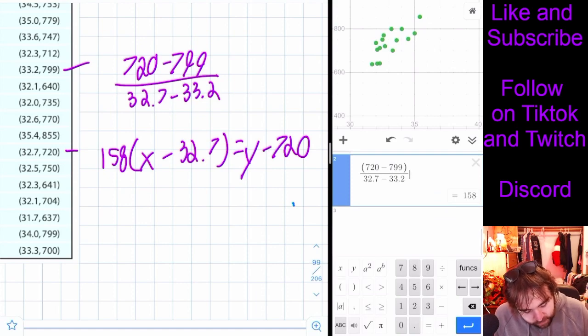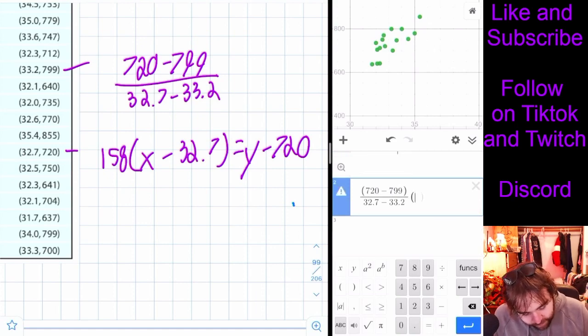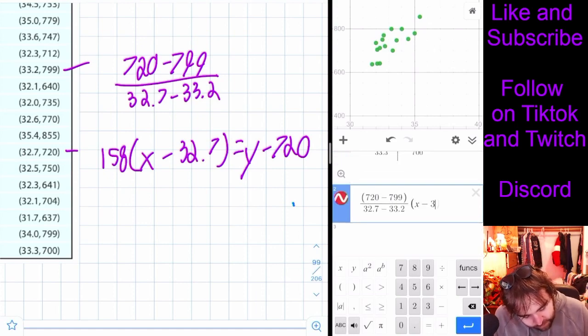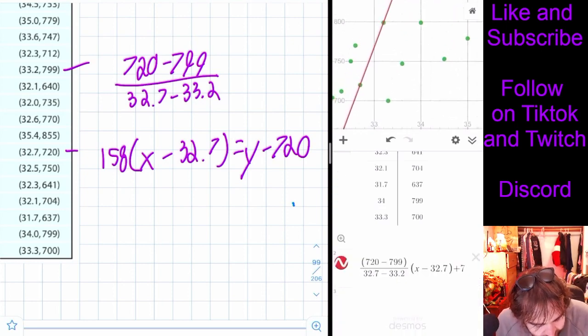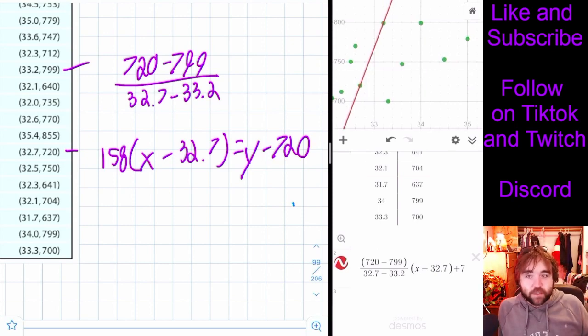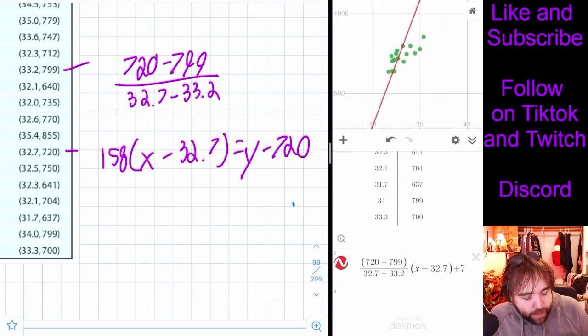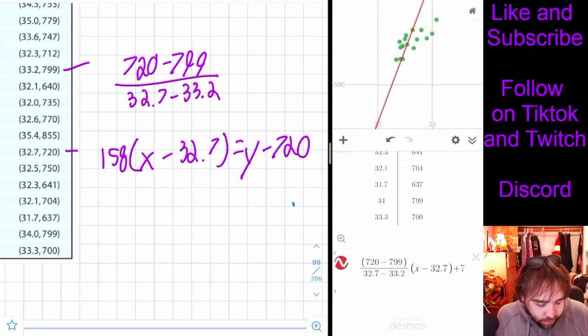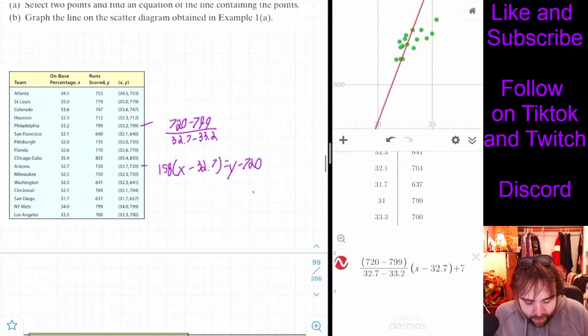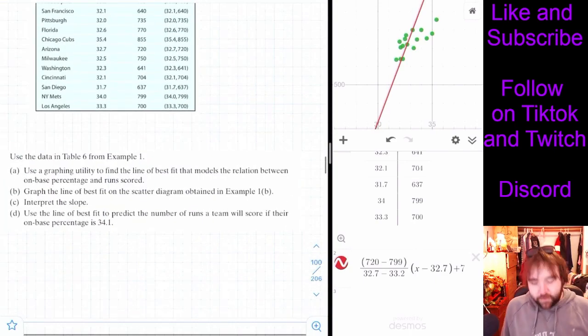So let's graph it. We can just really do it from right here. So X minus 32.7. And then I'm just going to add over the 720. And so you can see the 2 points that line goes through. Those are just the 2 points we picked. So that particular line does not show the pattern very well, right? So that's not what they're saying. But I think on the next problem, they do want us to.